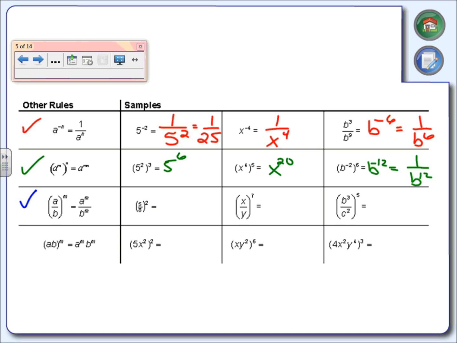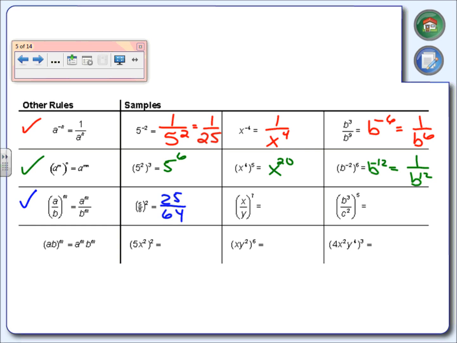So what do you get when you square 5? 25. What do you get when you square the 8? 64. So 5/8 squared would be 25 over 64. All we're doing is squaring both the numerator and the denominator.